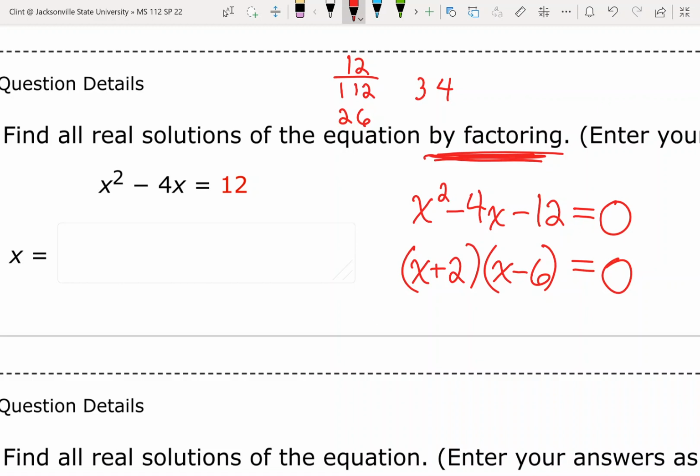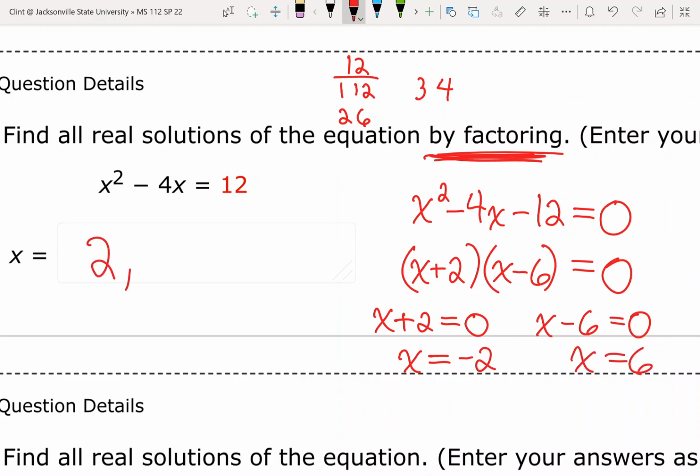Then from there, we can set each factor equal to 0. And we'll get 2 solutions on this one. Nope, minus 2. We'll get 2 and 6.